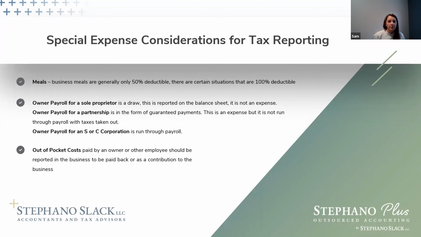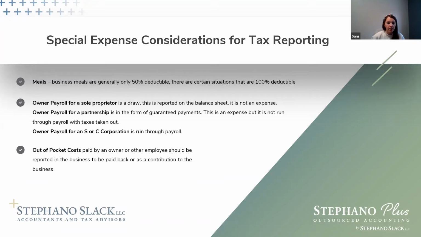And here are some major expenses that come to mind, the key ones that you just think of as an accountant to automatically tell people in terms of tax reporting. Meals is the common one people know about. Even if it's a true total business meal, they're only 50% deductible. There are certain situations that are 100% deductible.